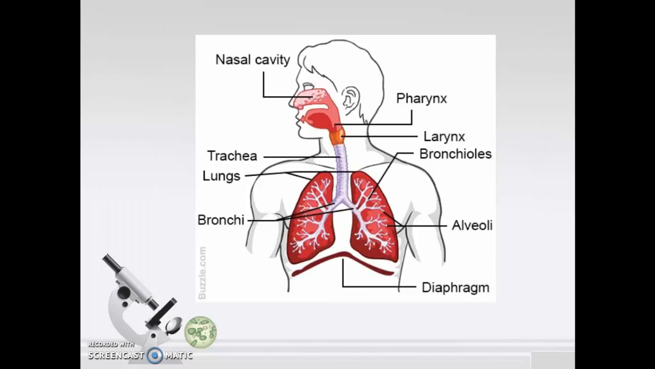What can you see here? We can see the nasal cavity here, the trachea is there, it is also known as the windpipe. The larynx is there. Larynx is the voice box. Pharynx, bronchioles, diaphragm, alveoli, bronchi are there. And I think we can see lungs as well. So I think this is the respiratory system. This is what we are going to study about now.